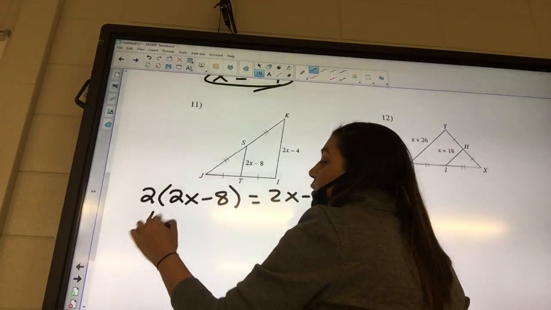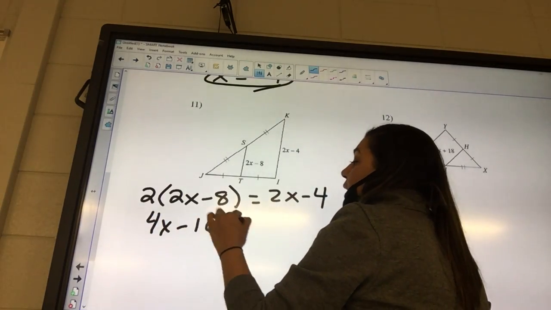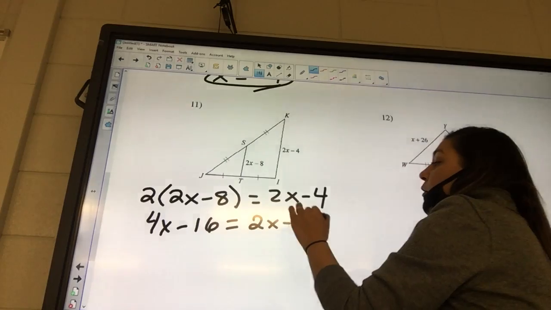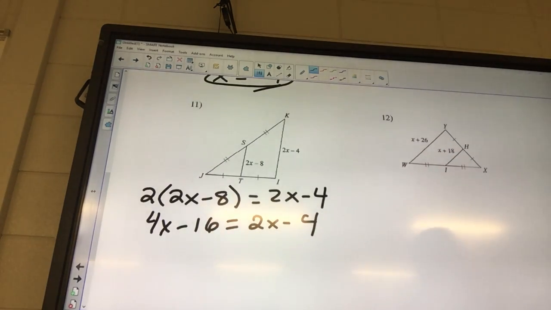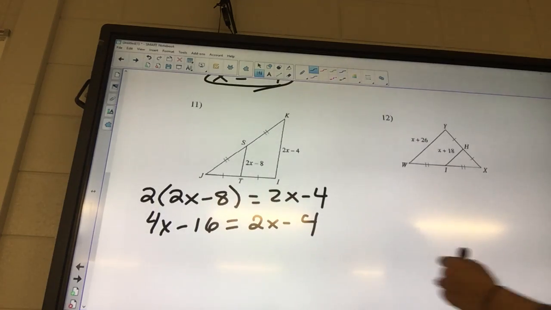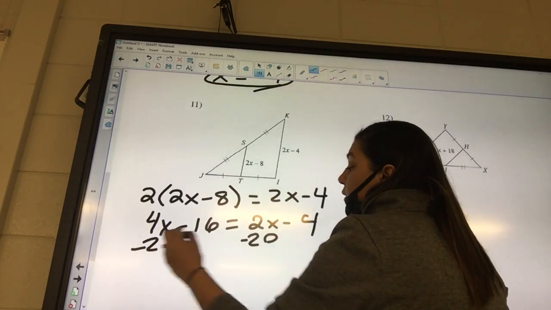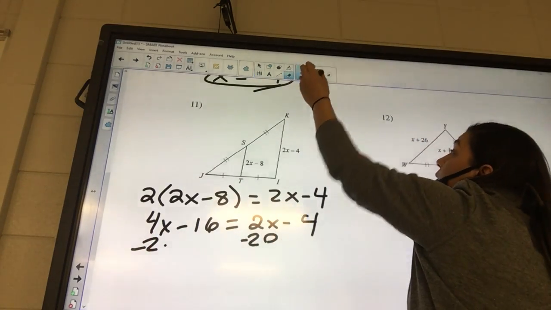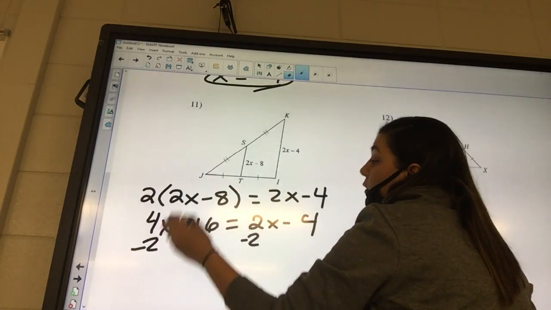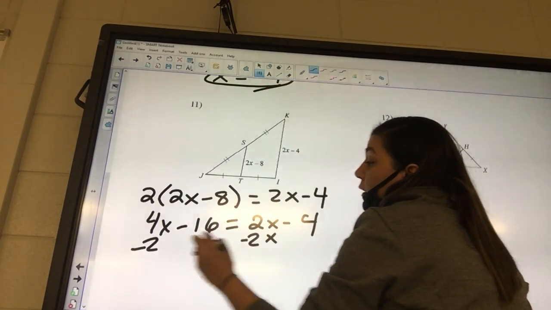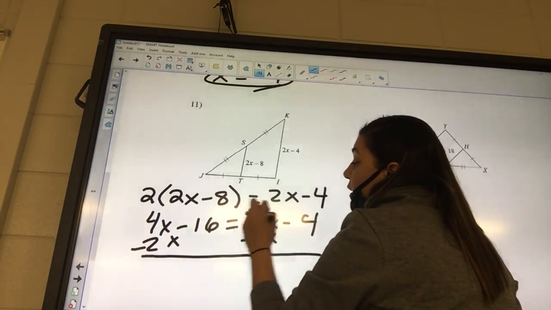Okay, so 2 times 2 is going to be 4x minus 16. And then on this side, we're not changing anything. Okay, so we need to move all our letters to the left and the numbers to the right. I don't know why I wrote 20. It's 2x. So minus 2x on both sides.